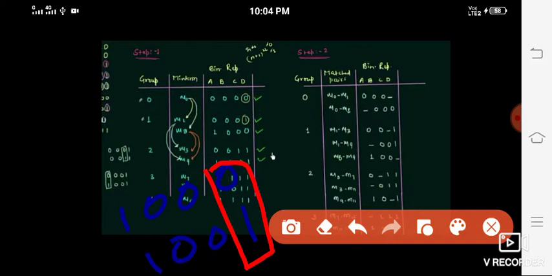In this manner, first the zeros group will be compared, only one different. One is placed, and that one will be compared in the two ones.